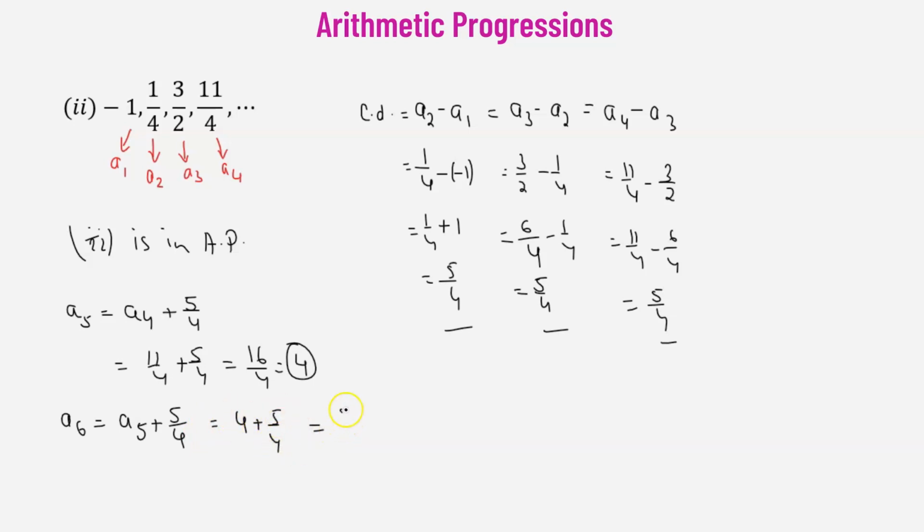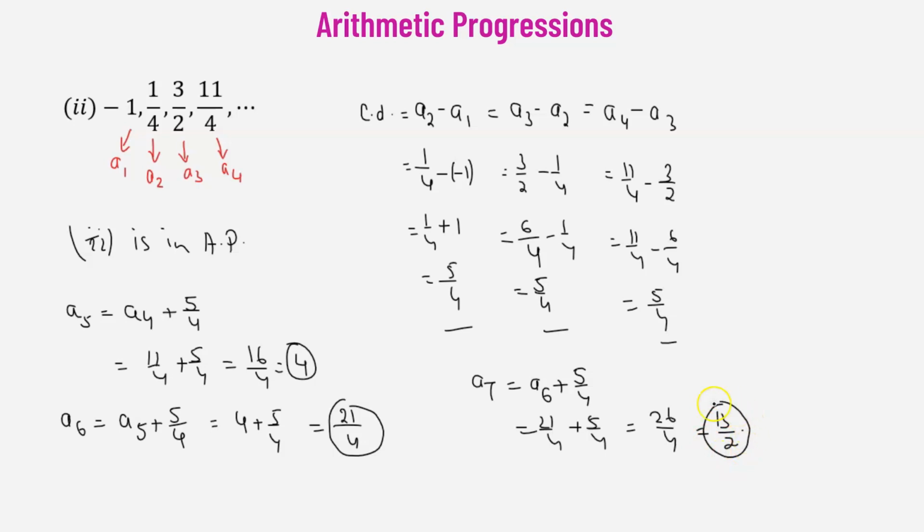So this will be 21 over 4. Right. So this is our 6th term, and our 7th term will be the 6th term added to it the common difference, which is 5 over 4. So 21 over 4 plus 5 over 4. This is going to give us 26 over 4, or simply 13 over 2.